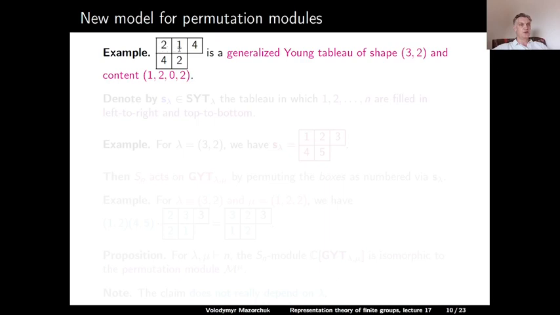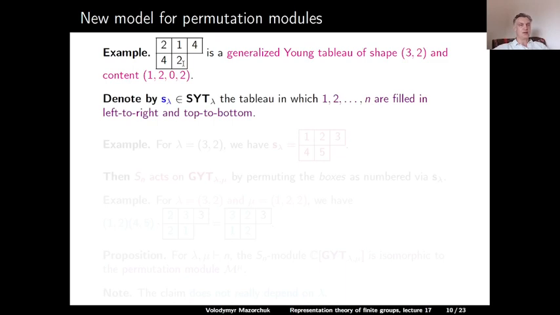So the first row is 2, 1, 4 and the second row is 4, 2. So now we can use the combinatorics of generalized Young tableaux to construct a new model for permutation modules. Denoted by S lambda, a standard Young tableau of shape lambda, in which the numbers 1, 2, 3, and so on are filled in lambda left to right and top to bottom. So for example, if lambda is 3, 2, then S lambda is a tableau with 1, 2, 3 in the first row, and 4, 5 in the second row.